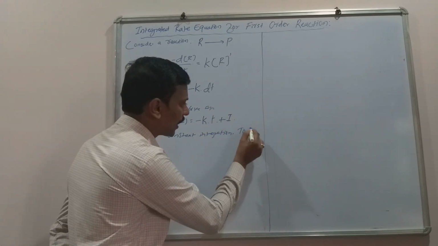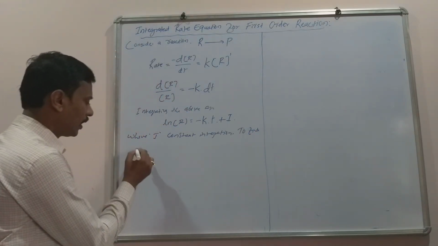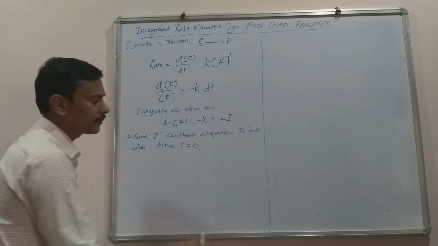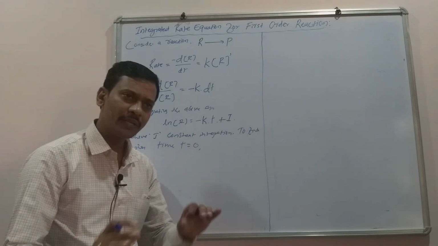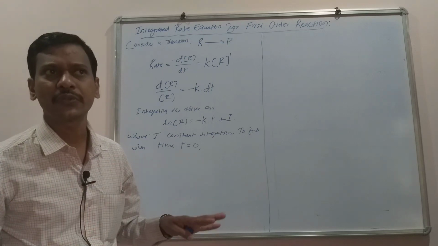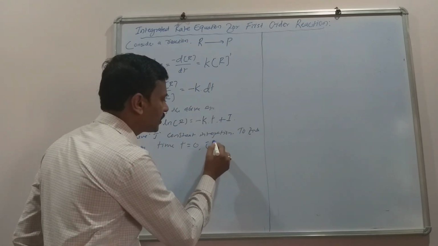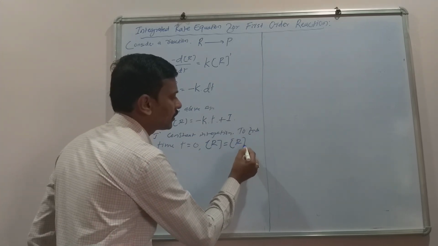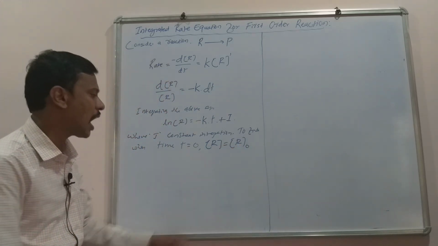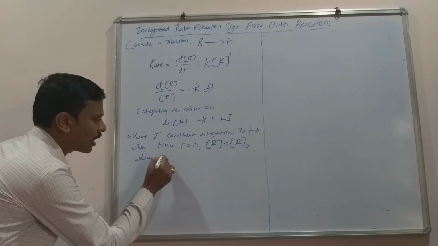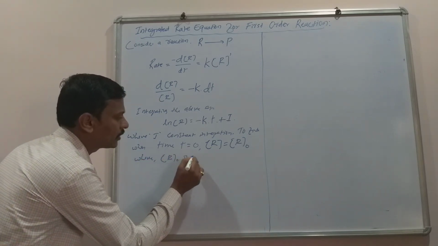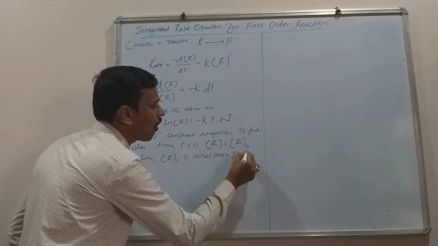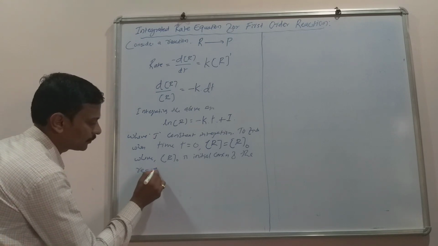To find I, consider when time t is equal to 0. As you know, when there is no time, the reaction will not proceed. Therefore, when time t is equal to 0, the concentration of the reactant is equal to R naught, where R naught is the initial concentration of the reactant. Very simple.